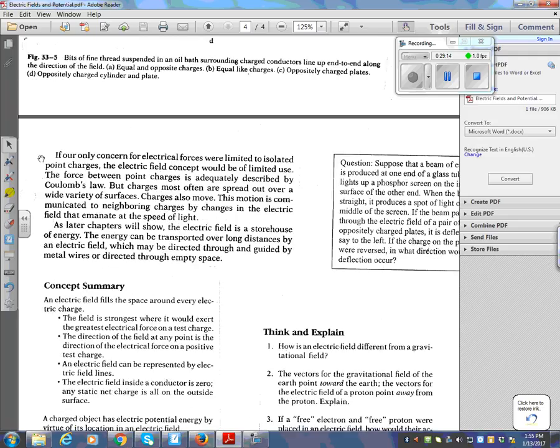If our only concern for electrical forces were limited to isolated point charges, the electric field concept would be of limited use. Give me 3 or 4 more minutes, you guys.